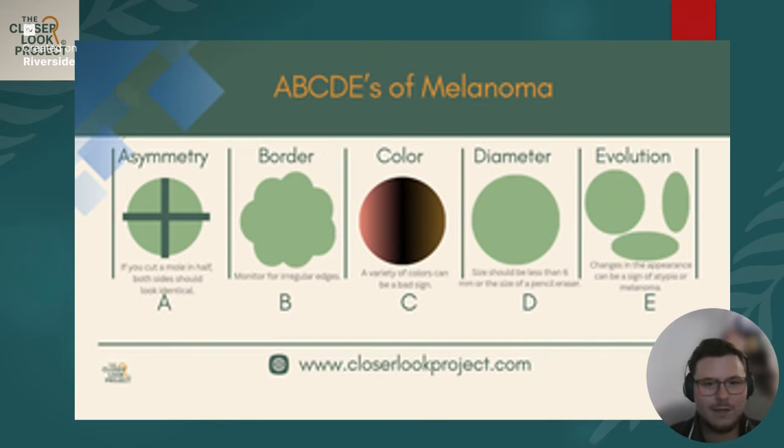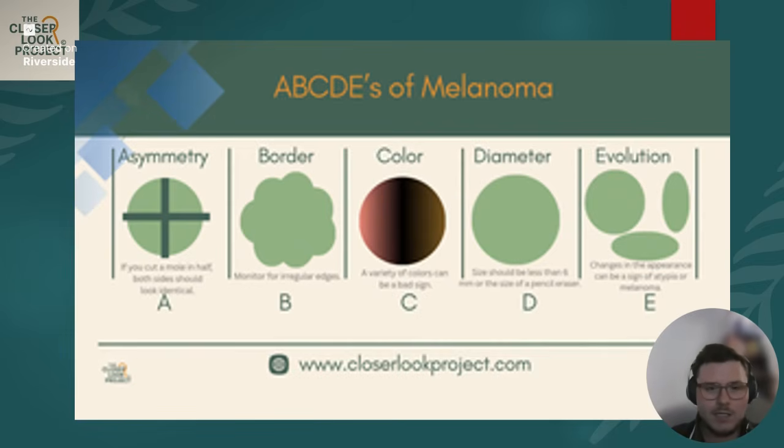This is one that the Closer Look Project has, and so let's go through it. A stands for asymmetry. Basically, if you were to cut something in half, it should be symmetric on both sides. It shouldn't vary in size on either side. B is for border irregularities. So that border looks pretty jagged. It should be pretty uniform and round. It shouldn't have a lot of jagged edges.